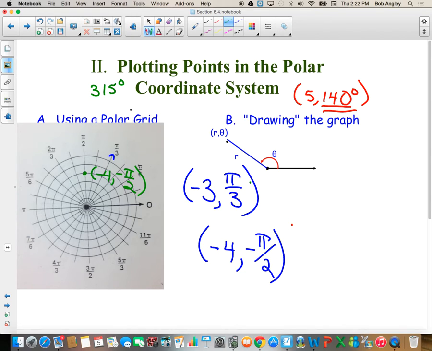Okay, now out of things I expect you to know now, it's really just this. The R can be positive or negative, the theta can be positive or negative. The theta can be measured in degrees or in radians. Okay, now I want to try to ask you about one more thing.